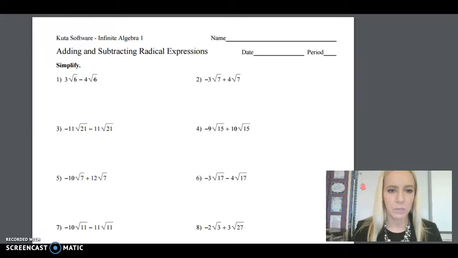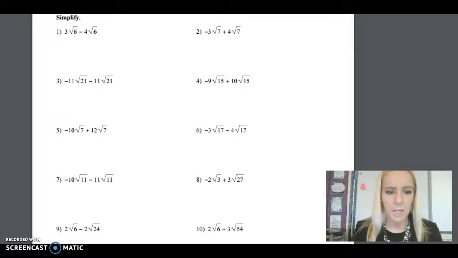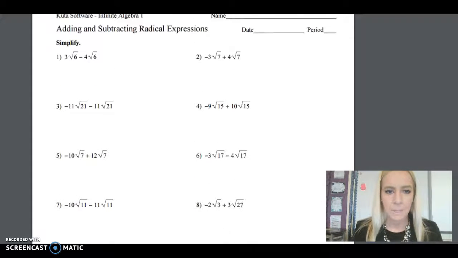And group number 2, same thing. If you don't have any terms out front of the square root, then you can write a 1. And for you, I want you to be cautious of the negatives. Use your calculator for computation.